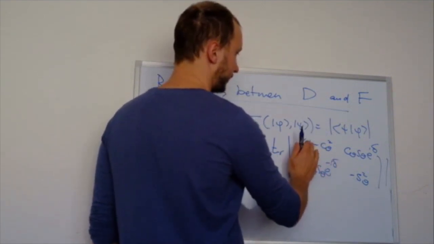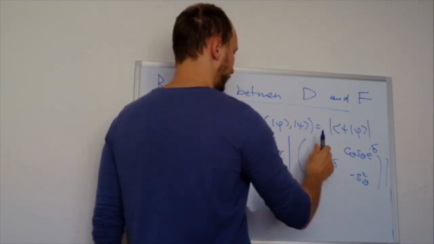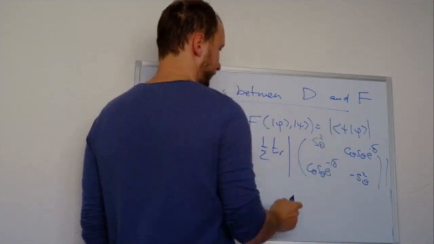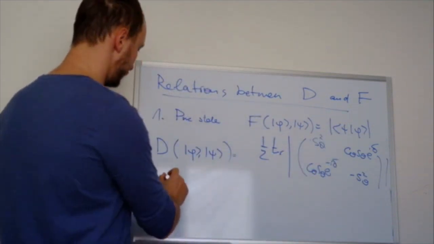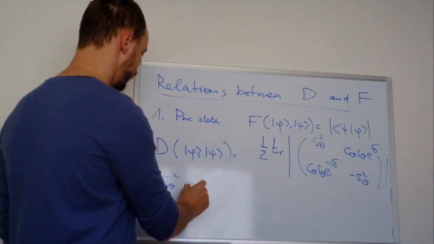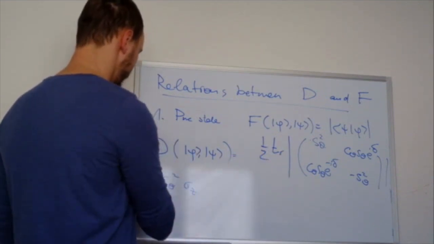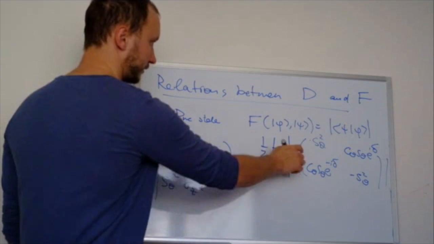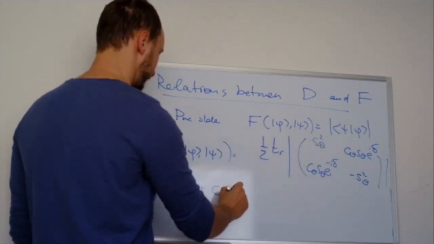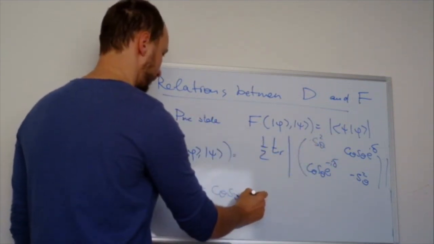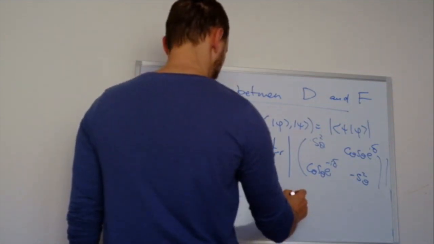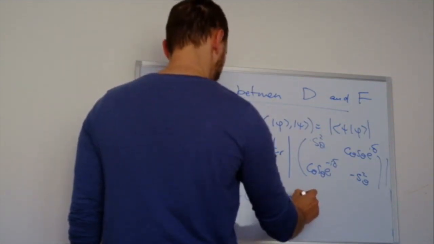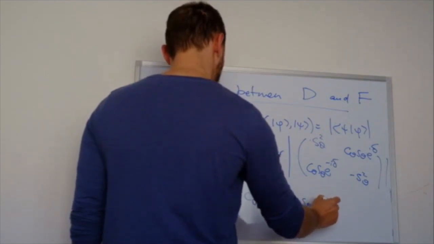So just 1 minus cosine is sine theta. So you see here that this matrix is nothing else but sine theta square sigma z. So we get 1/2 trace of, plus there is a component cosine theta sine theta cosine delta sigma x plus cosine theta sine theta sine delta sigma y.